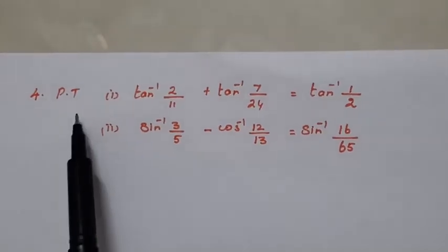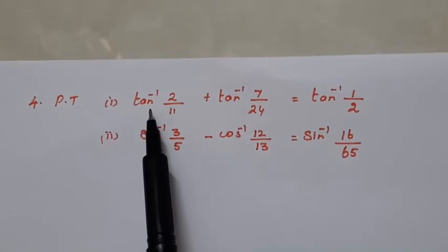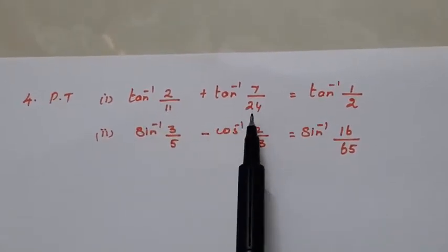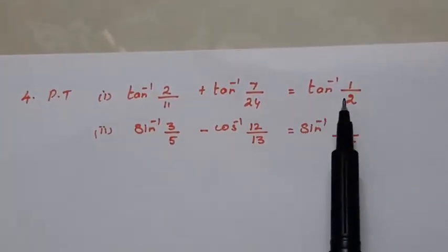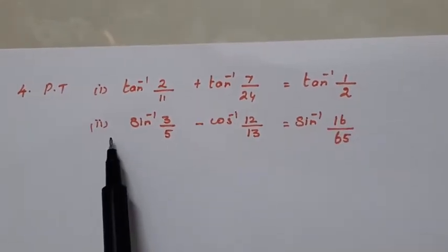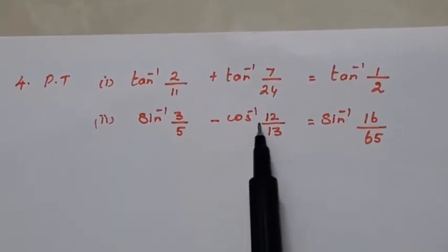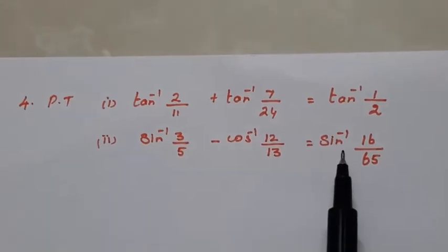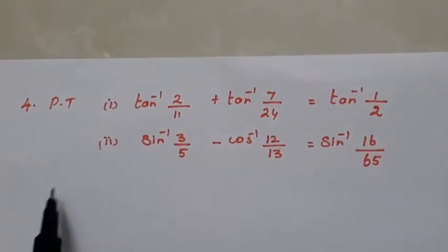Fourth problem, prove that the first subdivision is tan inverse of 2 by 11 plus tan inverse of 7 by 24 is equal to tan inverse of 1 by 2. Second subdivision is sin inverse of 3 by 5 minus cos inverse of 12 by 13 is equal to sin inverse of 16 by 65.